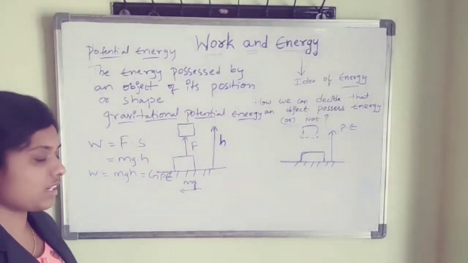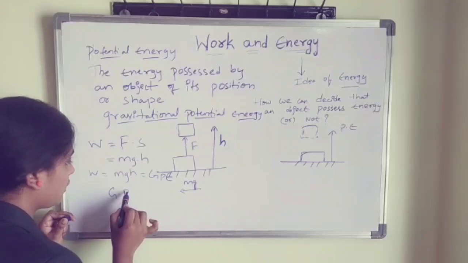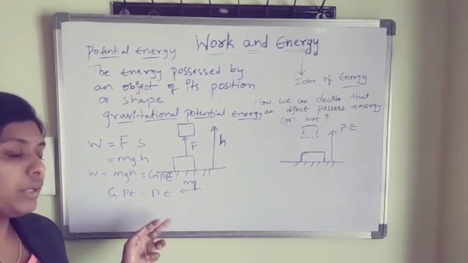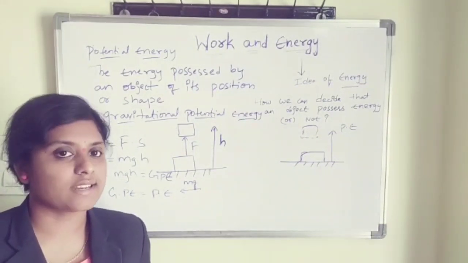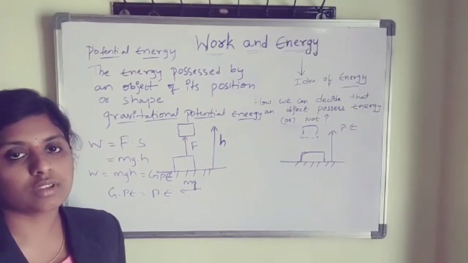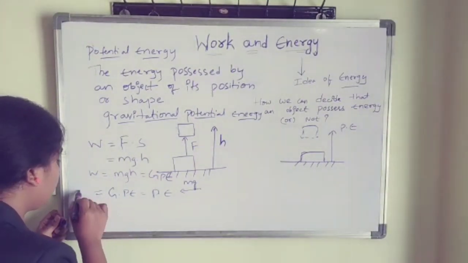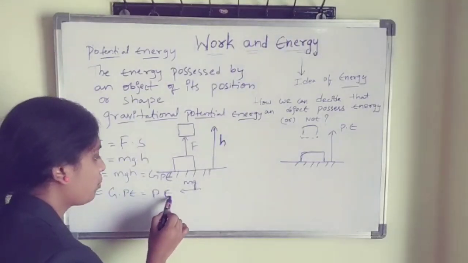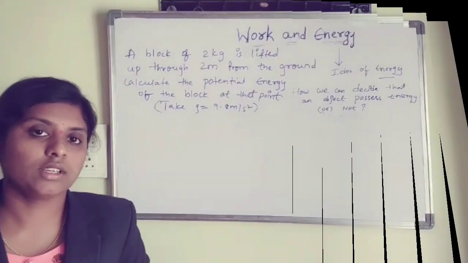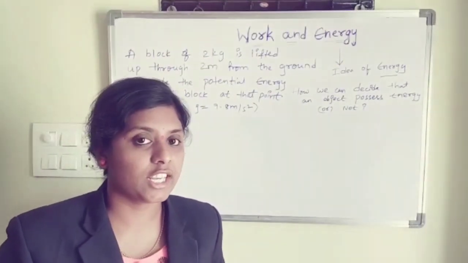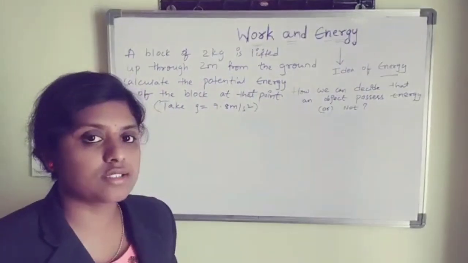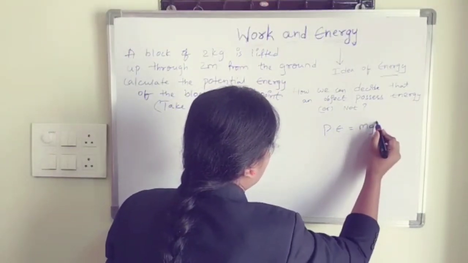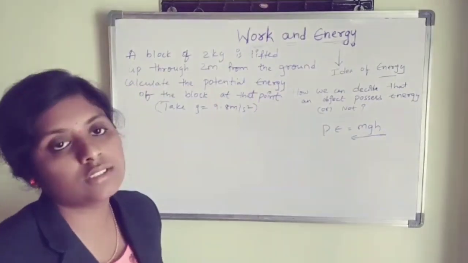So gravitational potential energy is also called potential energy. Units are the same. SI unit is joule and CGS unit is erg. And it is also equal to the work done. Work is equal to energy. Work is equal to potential energy. Now we apply this potential energy formula mgh to solve some numericals.